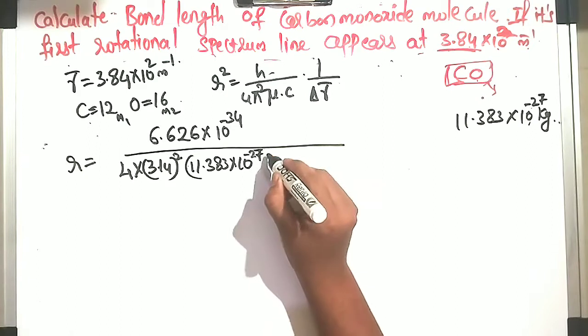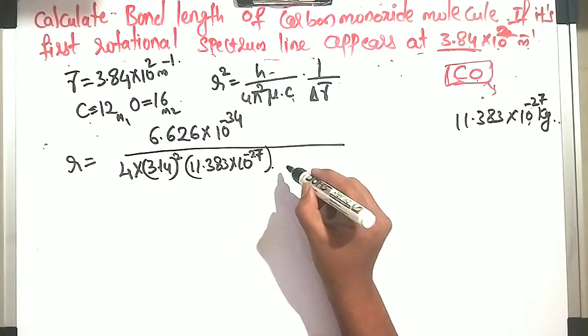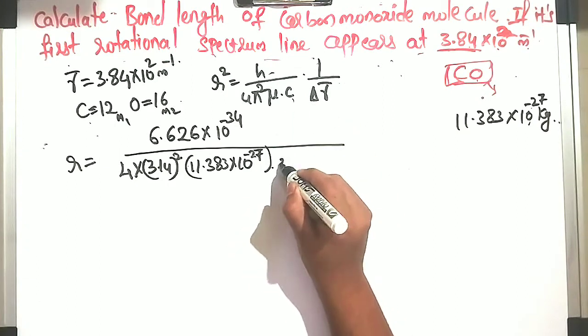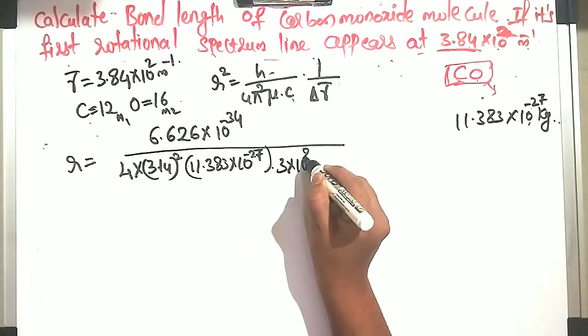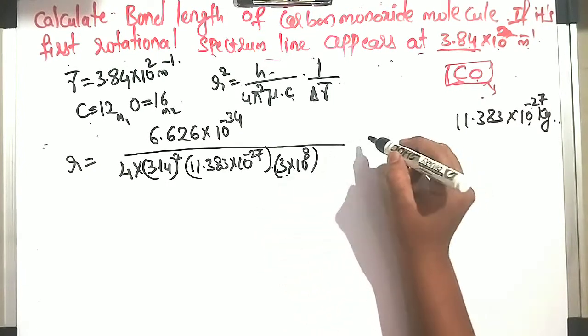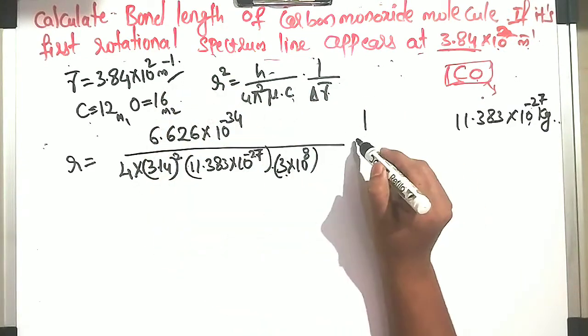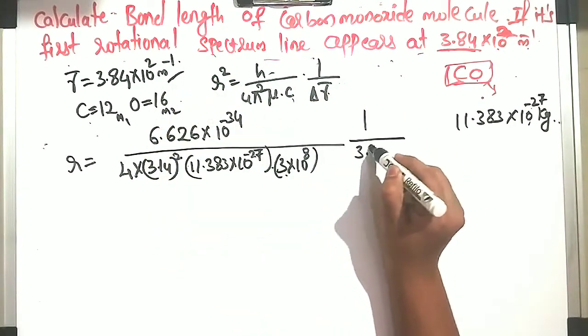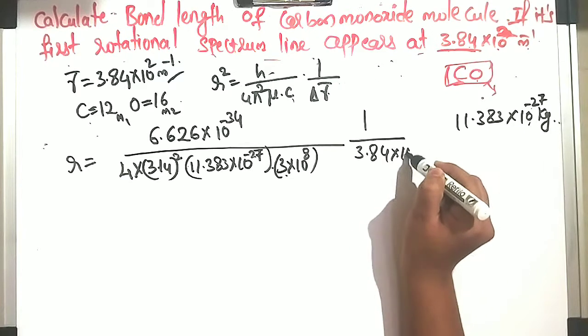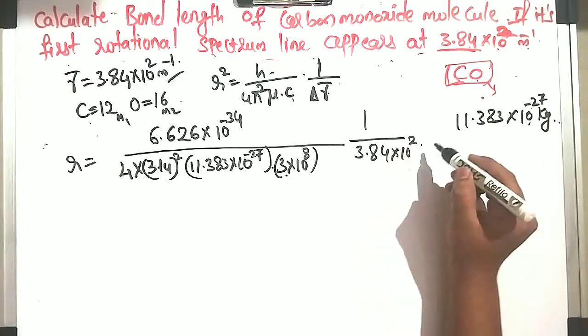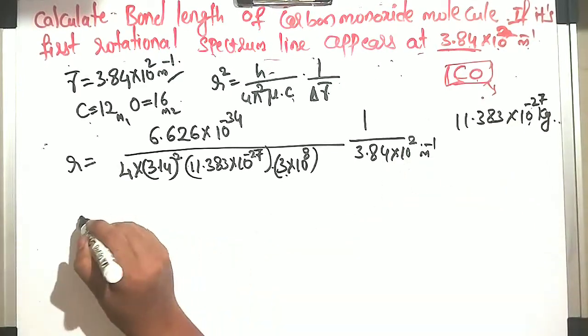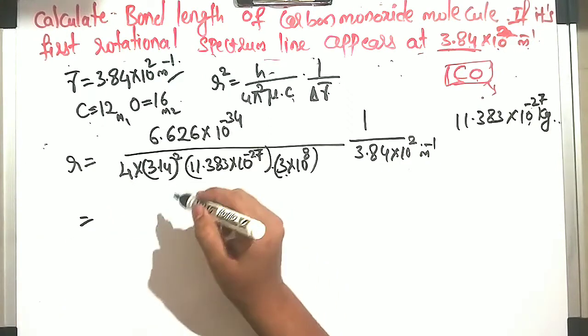Okay. Speed of light. What is the speed of light value? That is 3 into 10 to the power of 8. Okay. So what is nu bar here? This thing: 1 divided by 3.84 into 10 to the power of 2 meter inverse. So calculate all the values.